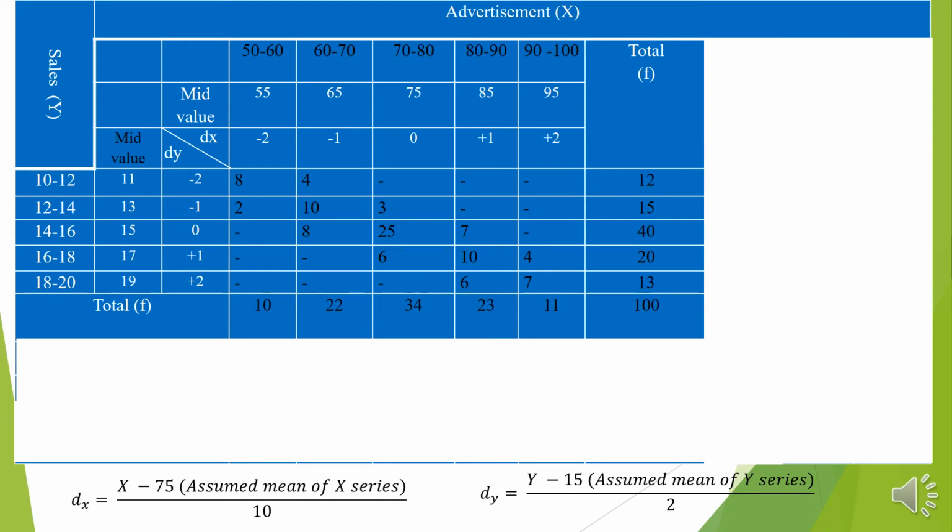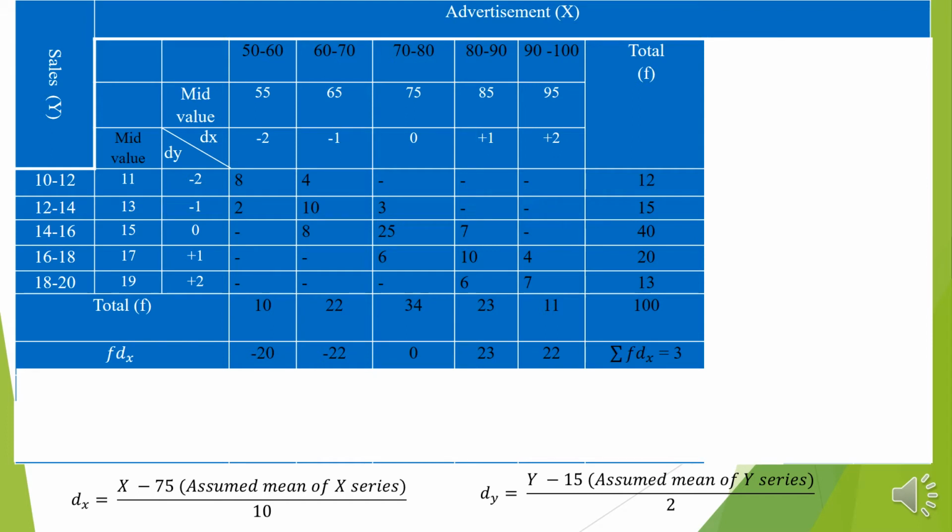Now what we can do is we can calculate, see, we have the dx, we have the f here, the next one is f dx. F is this, be careful, this is f and this is dx. So f dx, 10 into 2 is equal to minus 20, because 10 into minus 2. So here 22 into minus 1, minus 22, 34 into 0, 0, 23 into plus 1, 23, and 11 into plus 2, 22.